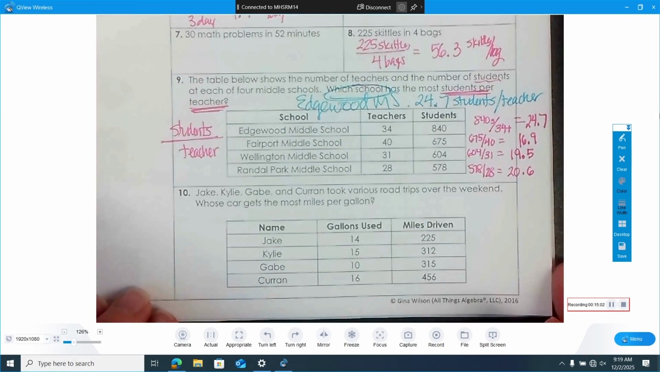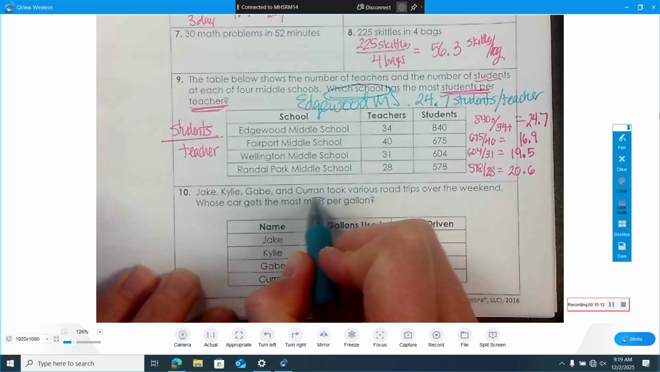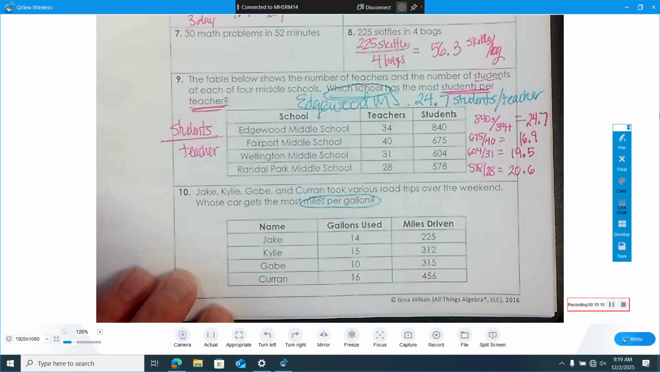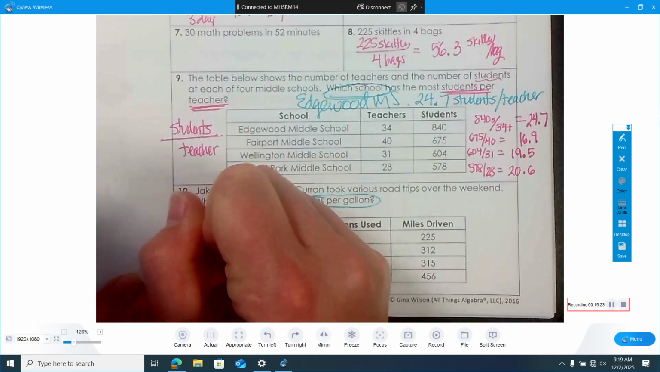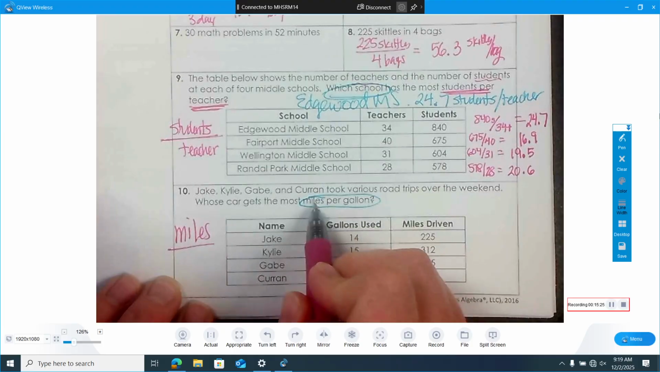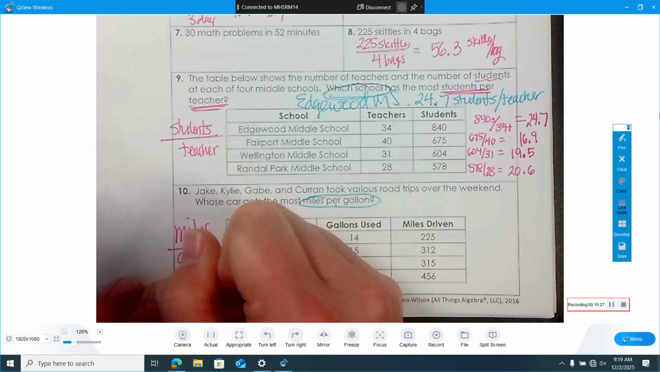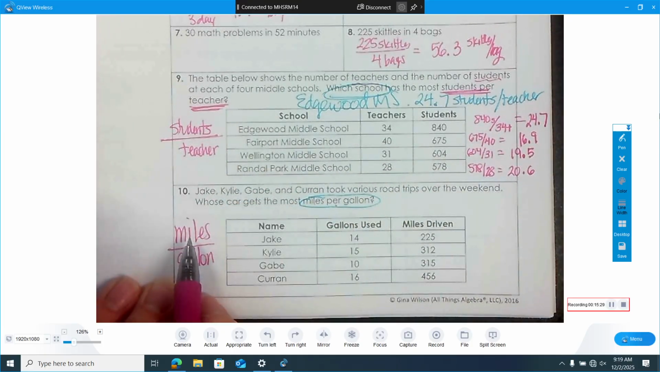All right, Jake, Kylie, Gabe, and children took various road trips over the weekend. Whose car gets the most miles per gallon? Ladies and gentlemen, how are we supposed to divide this one? What are we paying attention to now? What goes on top? Miles, yes. It says miles per gallon. So we want to make sure that we have miles on top when we're dividing.